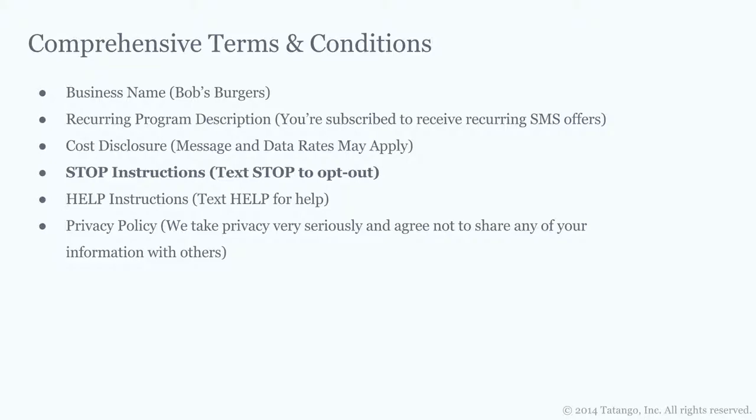Okay, the next part is the privacy policy. There's two different ways you can do this here. One, you can link to a privacy policy, which works, because again, this is on its own website here. Or you can just put the actual content of your privacy policy into this document or this website. What I like to do is just put, we take privacy very seriously and agree not to share any of your information with others. Just put that in the comprehensive terms and conditions and you're fully covered under the CTIA guidelines.